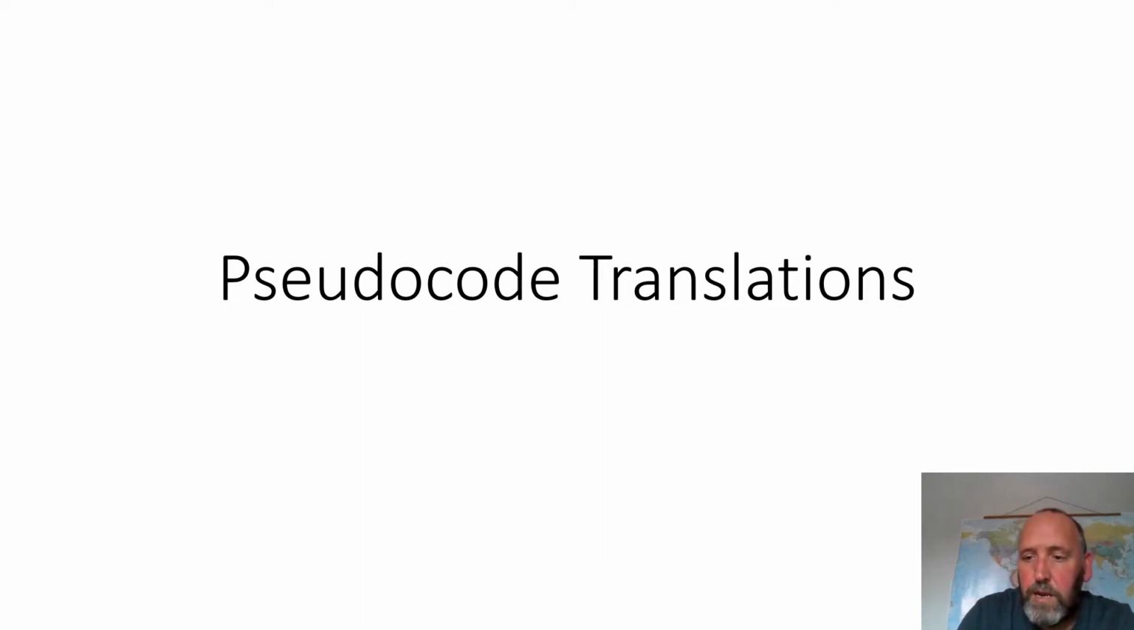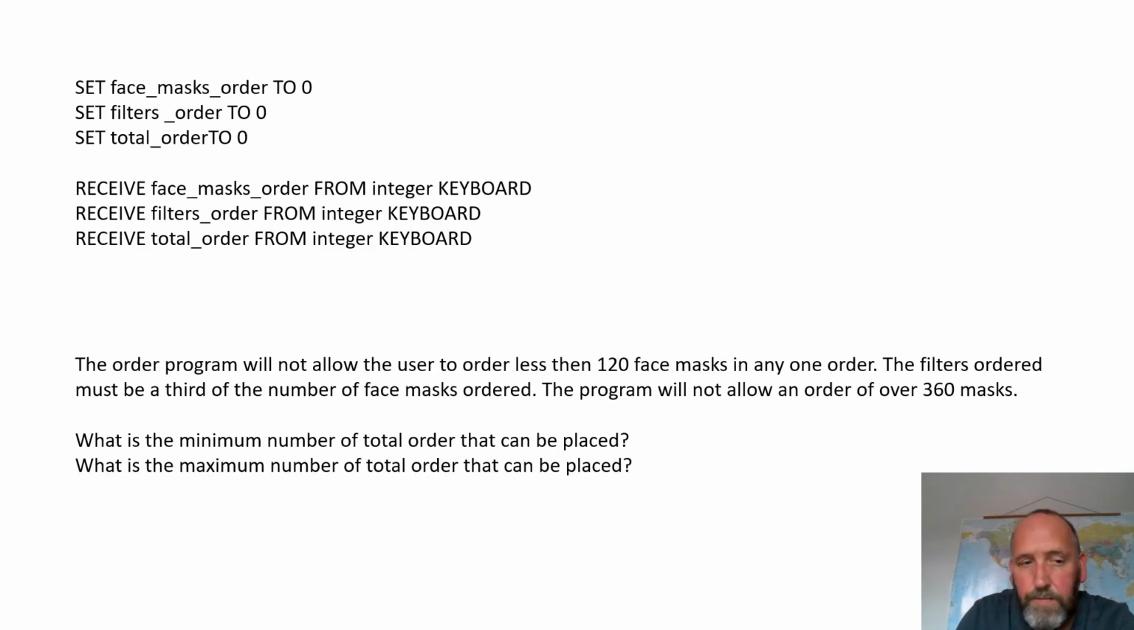Pseudocode translations. Let's get a wee peek at this. Set face mask orders to 0, set filters order to 0, set total order to 0. Receive face mask order from integer keyboard, receive filters order from integer keyboard, and receive total order from integer keyboard.